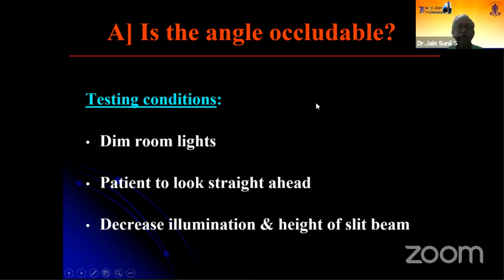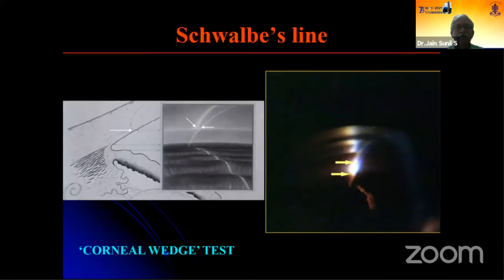Whenever you want to answer whether the angle is occludable or not, first you have to dim the room lights and see to it that the slit beam does not cross the pupil, because that will cause artificial constriction of the pupil, and a closed angle might appear open. Hence you do what is known as the corneal wedge test.